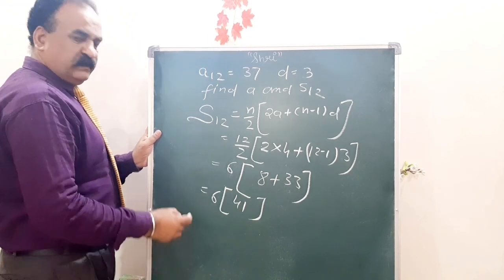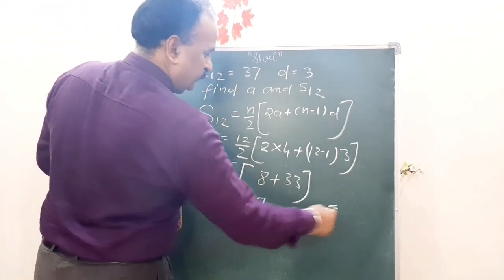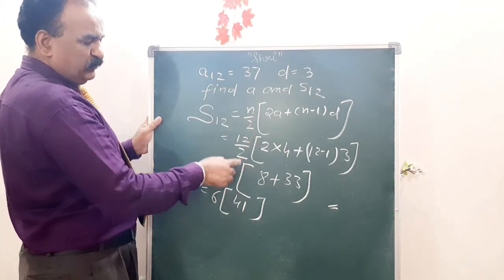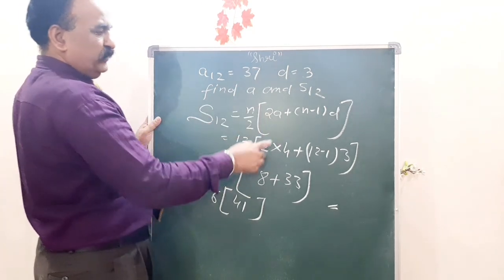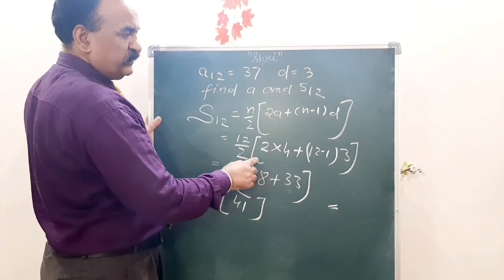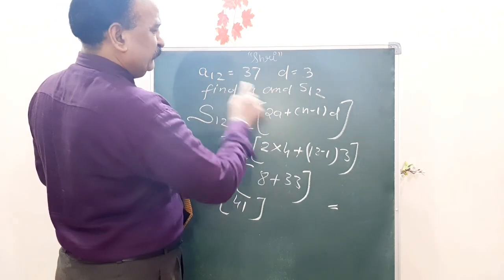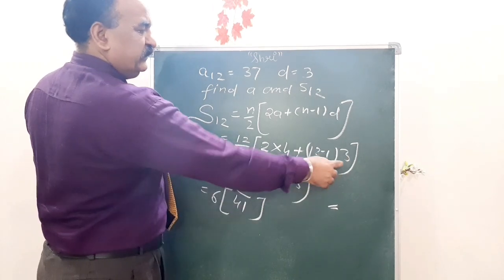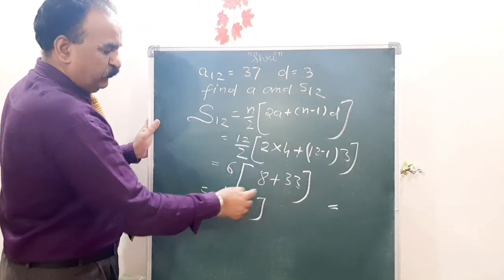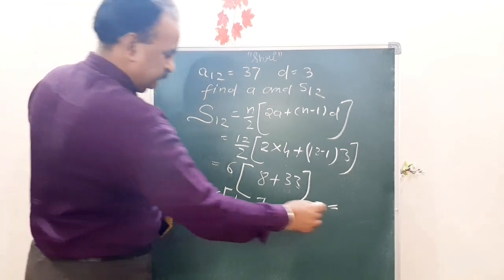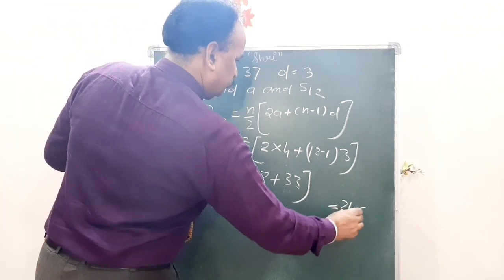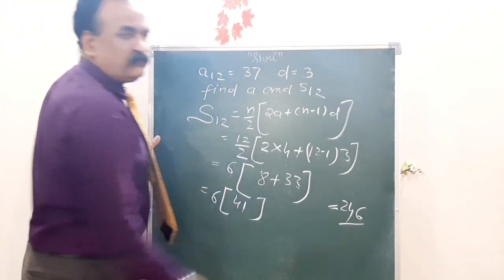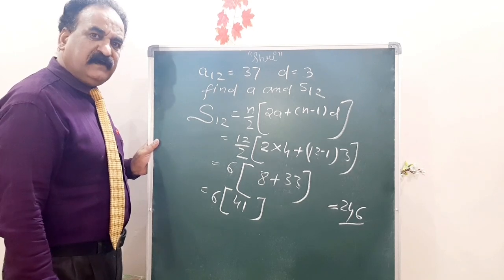41. Okay, now the sum will be, again I want to explain: n by 2, n is 12, 12 upon 2 means 6, 2a means a you got here 4, so 2 times 4 is 8, plus 12 minus 1, S12 n is 12, 12 minus 1 into d, d is 3, so 11 times 3 is 33, so 41 into 6. 6 times 1 is 6, 6 times 4 is 24. The answer is 246. I hope this is clear.